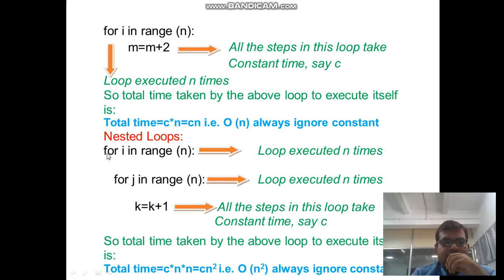Nested loop: here you see for i in range n and for j in range n. These 2 loops repeat n times, and this is a constant statement, always executing and taking the same constant time C. So the total time taken is C n square. We always ignore the constant, n square remains. So the efficiency of this program is O(n square).